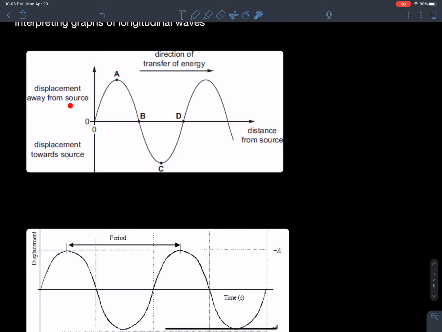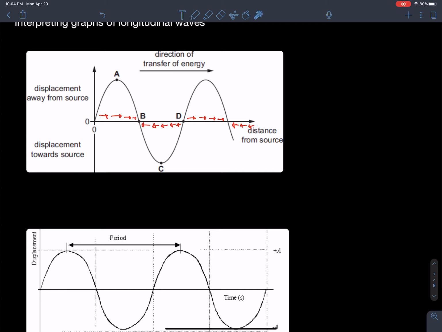If it's positive, the displacement is away from the speaker. If it's negative, the displacement is towards the speaker. So everything positive, the direction is away from the speaker. Everything negative, the motion is towards the speaker. I'm just drawing this direction of motion of those particles in the medium.